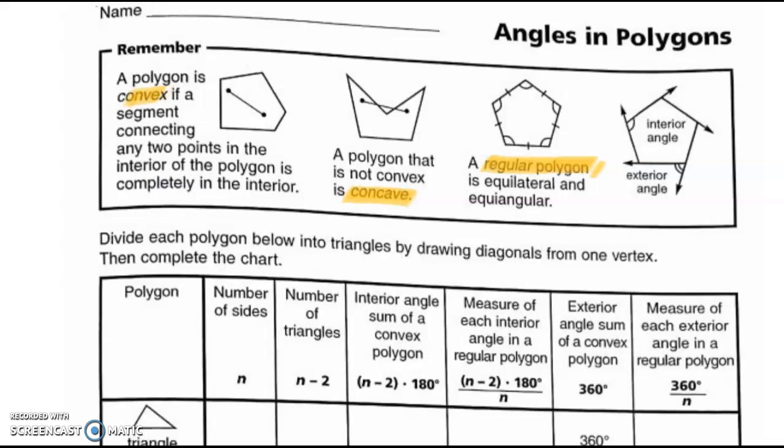Okay, then we have an interior angle. We've worked with interior angles in the triangles. And that's angles on the inside. So all the angles here on the inside. And then we have the exterior angle. That's the angle outside of the triangle, or the polygon now, since we've moved on from triangles. And those are on the outside.